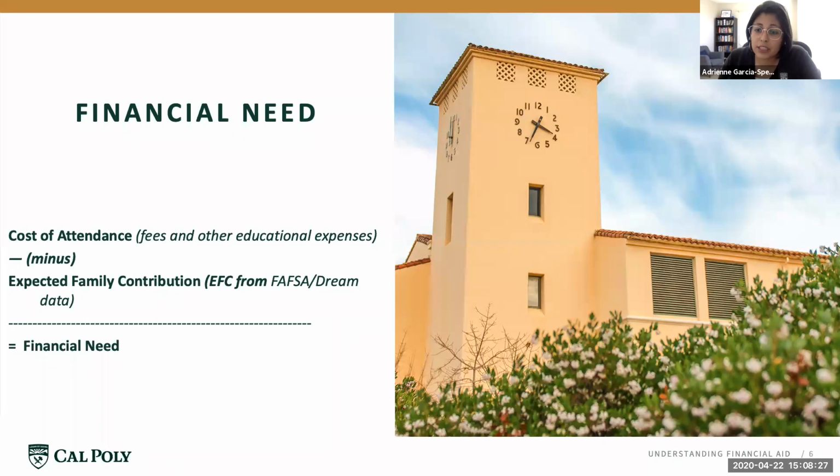Another reason it's important to know the cost of attendance and EFC number is because they play together in a formula to tell us your financial need. Essentially, to determine your need for financial aid purposes, we subtract the EFC from the cost of attendance, and this financial need and EFC help us determine what types of aid you might be eligible for.